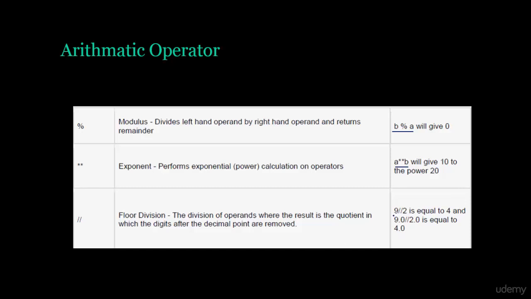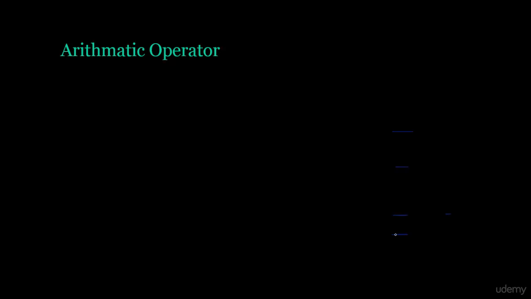This is equal to 4, but this is equal to 4.0. This is an integer and this is a float. Let's try this in our Python shell.